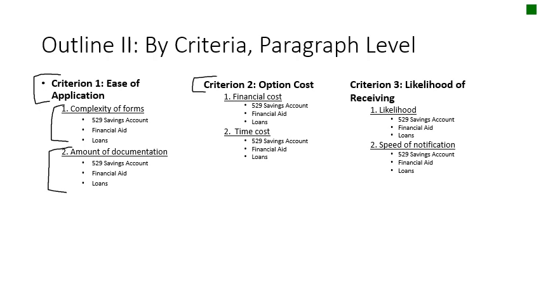My second criterion is the cost. My financial cost, I look at all 3 of my options. My time cost, I look at all 3 of my options. And I finish off with the same organization for my final criterion. How likely am I to get any of those 3? How quickly will I be notified by any of those 3?